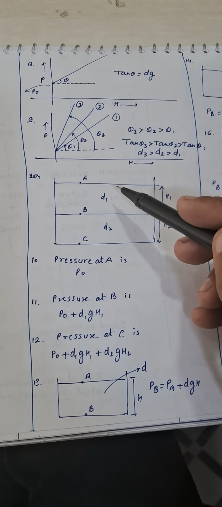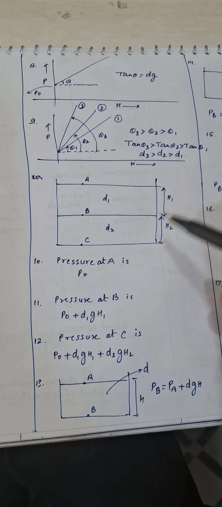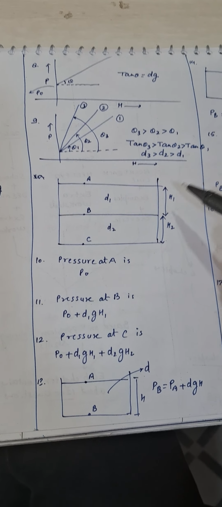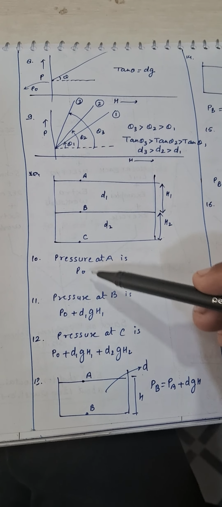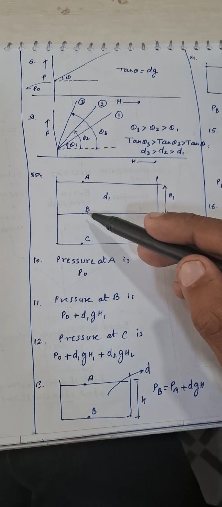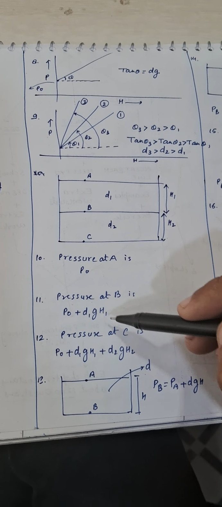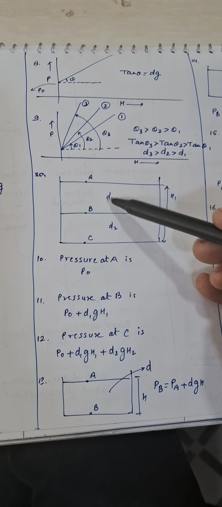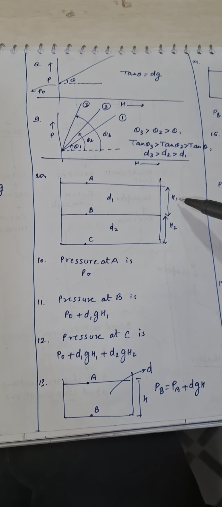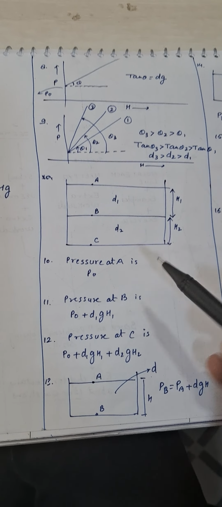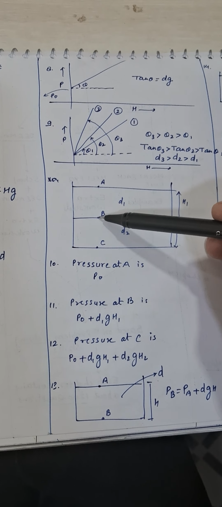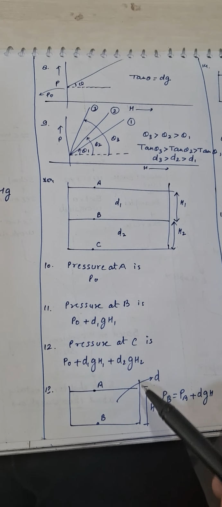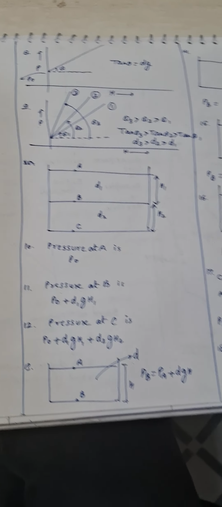Now there is a composite liquid problem. Suppose there are 2 liquids which have densities d1 and d2 and heights h1 and h2 as shown in the figure. In the very first question we need to find pressure at A, so it is equal to P0. In the next question, pressure at B, so this is P0 plus d1 g h1, as the density of this liquid is d1 and this height is h1, so correspondingly we get this pressure. Again we need to find pressure at C, so pressure at C is going to be pressure at B plus d2 g h2. So this is going to be the total pressure.